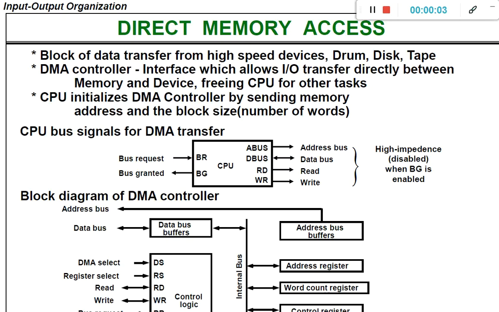Let us move on to the next topic in input-output organization. The next topic is direct memory access. We already discussed that there are three different ways of data transmission between the peripheral devices and the main memory. One is programmed I/O, the second is interrupt initiated I/O, and the third is direct memory access.